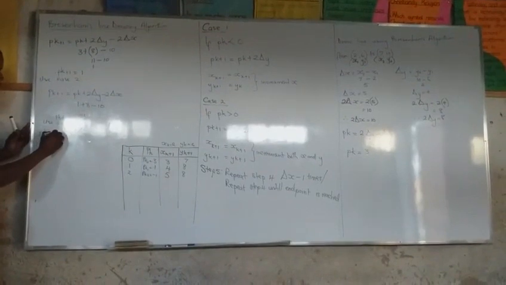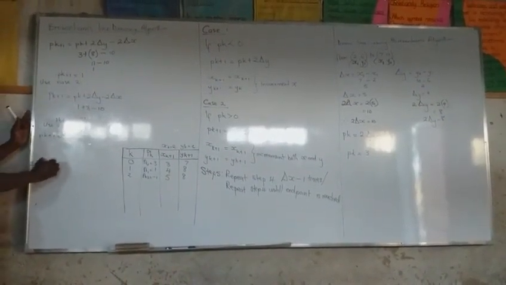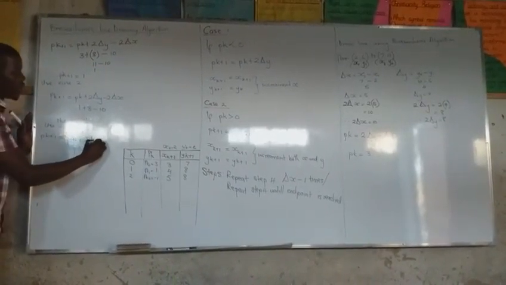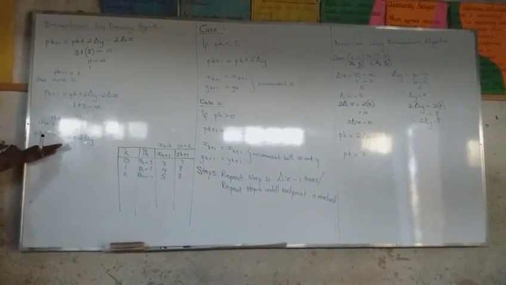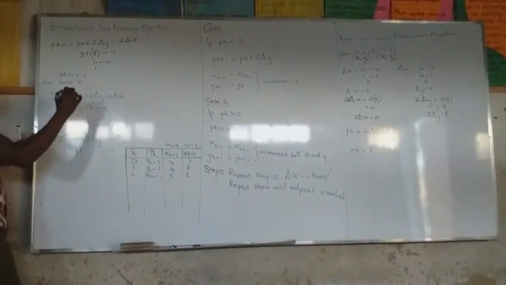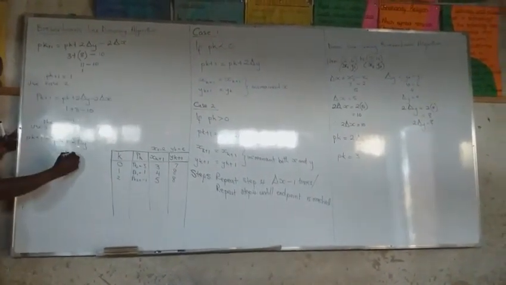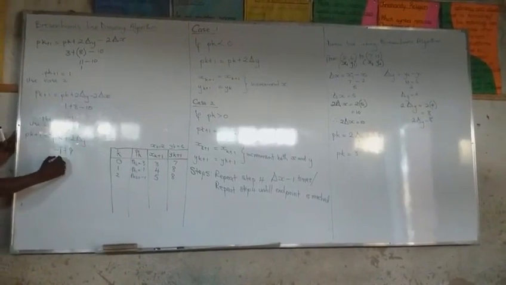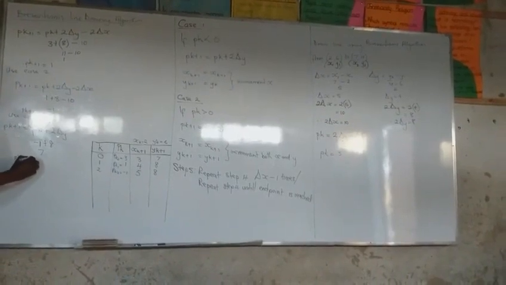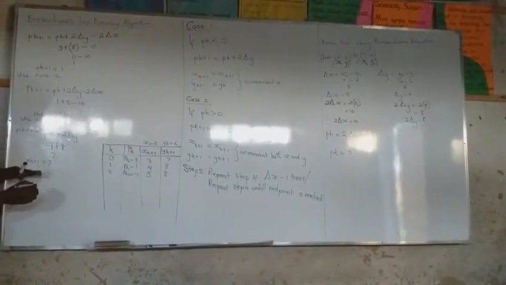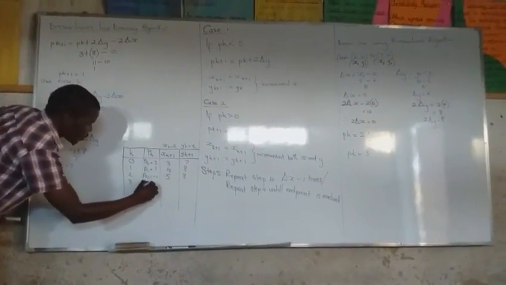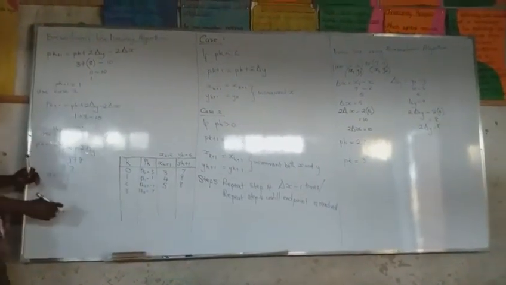pk plus 1, our next decision parameter. We use the formula from case 1, pk plus 2 delta y. And our current decision parameter is minus 1 plus 2 delta y, which is equal to 8. Minus 1 plus 8, we get 7. Therefore, our next decision parameter is equal to 7, which is pk3. pk3 is equal to 7, which is greater than 0.